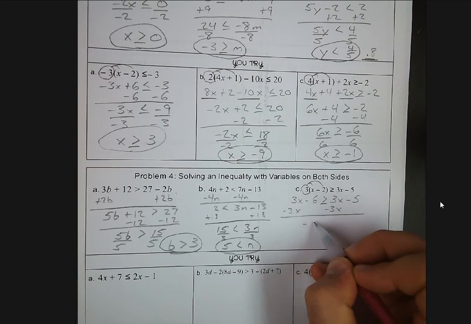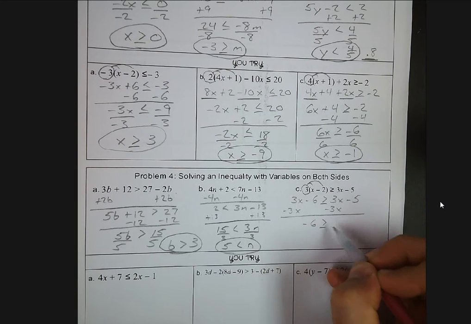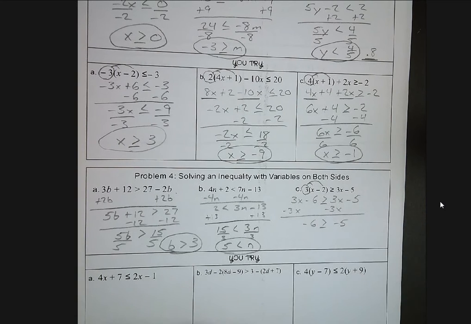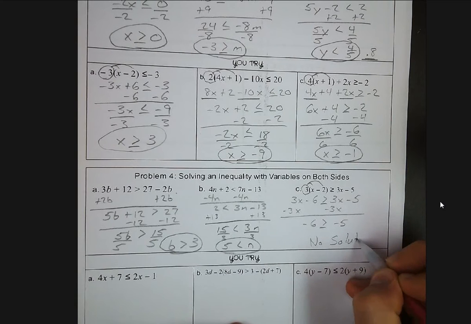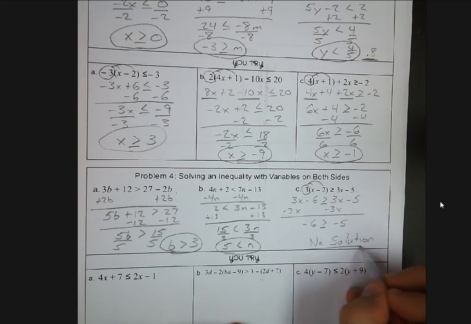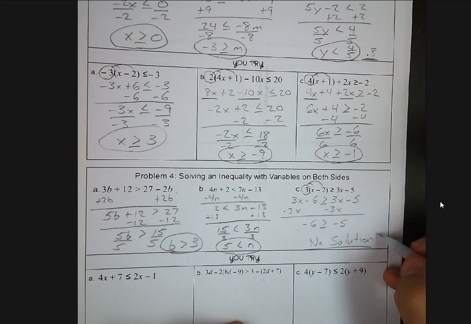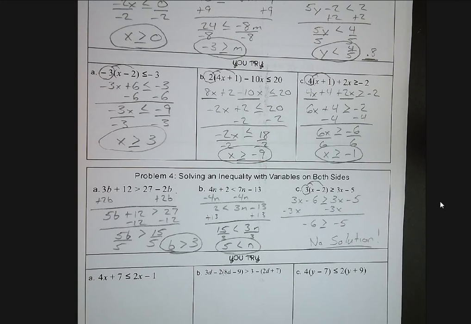And -6 is greater than or equal to -5. Now, this one shouldn't be in this section yet. We'll give you a preview. That one has no solution because -6 is not greater than -5. That one should be in the next section. Sorry, guys. All right. Why don't you give letters A, B, and C a try, and then we will go over them.